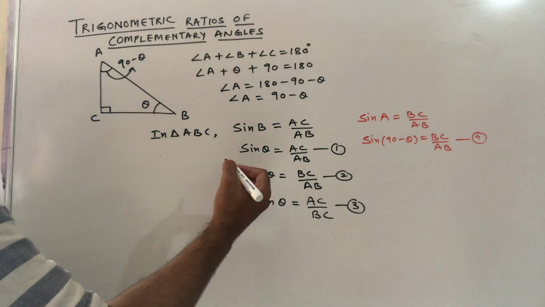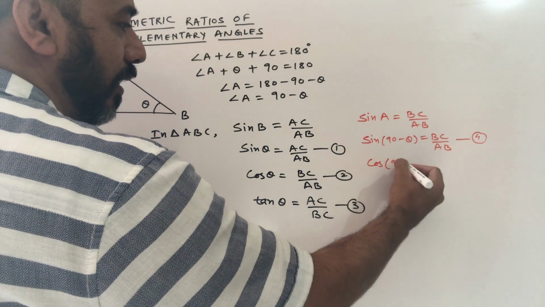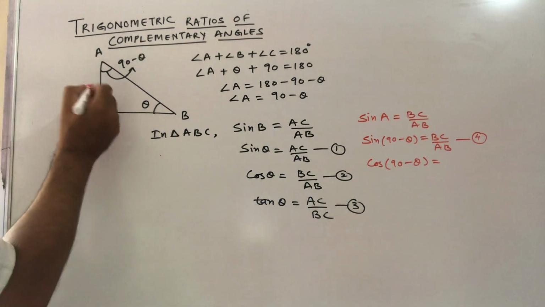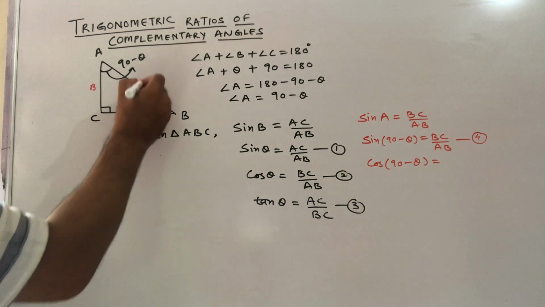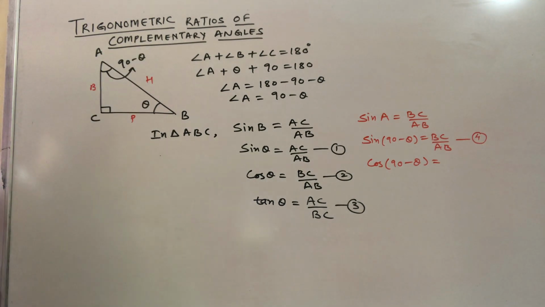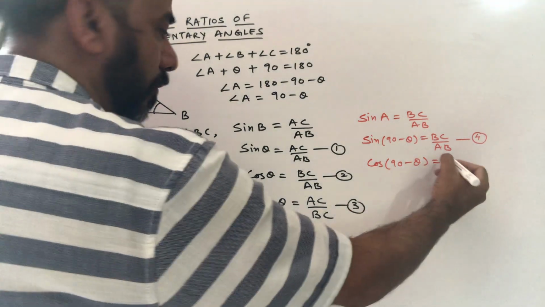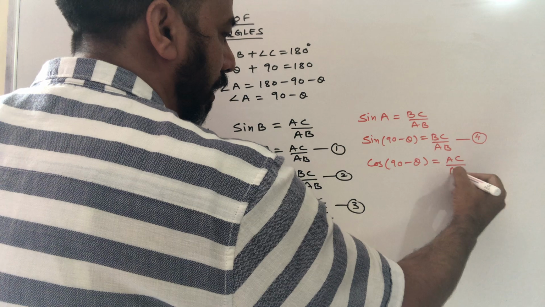In the same way, cos 90 minus theta. Cos is base upon hypotenuse. Now this will act as base and this will act as perpendicular. Hypotenuse will remain the same. I have written with red ink. So for 90 minus theta, base is AC, hypotenuse is AB. So AC upon AB.